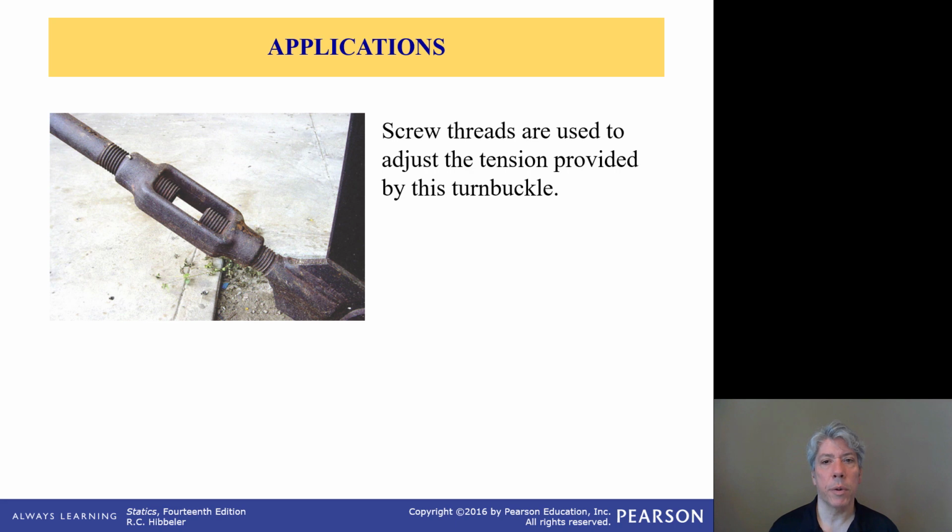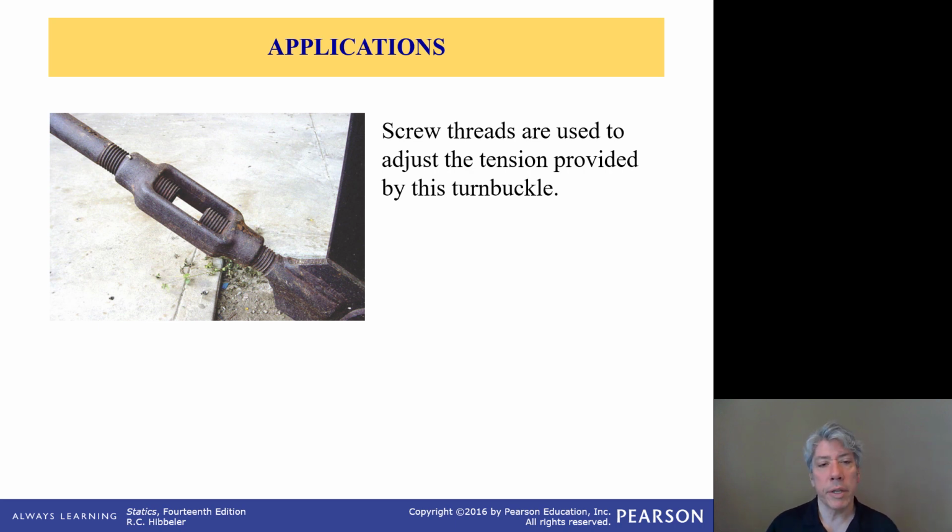There are several parts to this, but primarily we're going to look at the analysis of screw threads. So here's an application where we have a turnbuckle, and the screw threads are used to provide tension in a rod. So as you turn this turnbuckle, you'll notice that the screw threads on either side are right-handed and left-handed. It's a pair. And so when you turn the turnbuckle one way, it pulls the 2 points together. When you turn the other way, it releases.